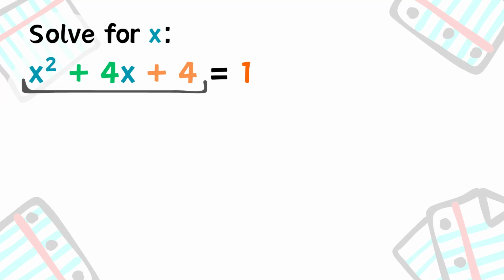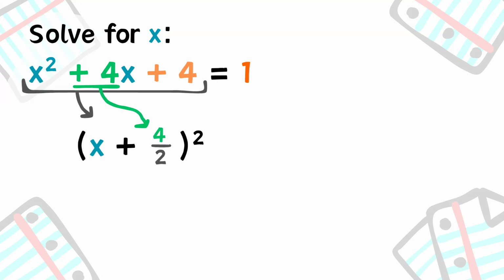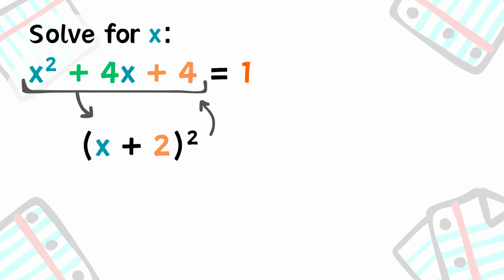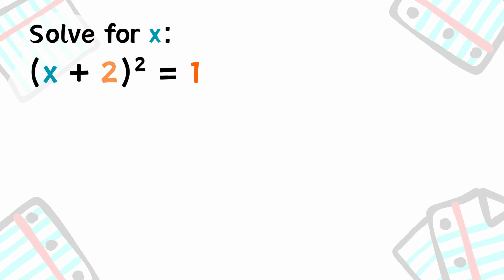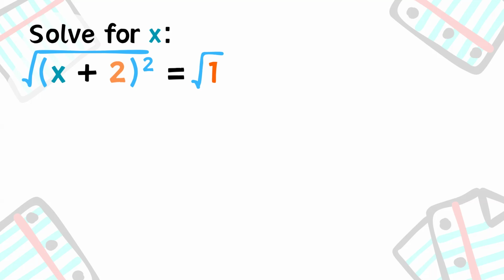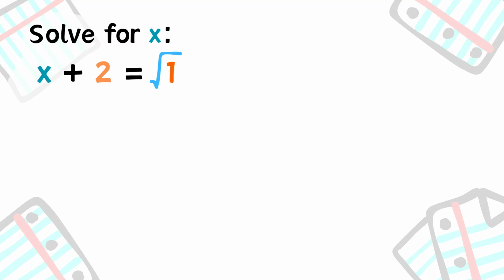And now, to complete the square, we know that the completed square on the left will just be x plus the coefficient divided by 2 squared. Our coefficient is 4, so this gives us x plus 2 squared. Now to solve for x, we need to isolate. To begin, we take the square root of both sides, the square root of a square cancels out, and the square root of 1 can be written as both negative 1 and 1, since both negative 1 and 1 squared is 1. So we have x plus 2 equals plus minus 1.